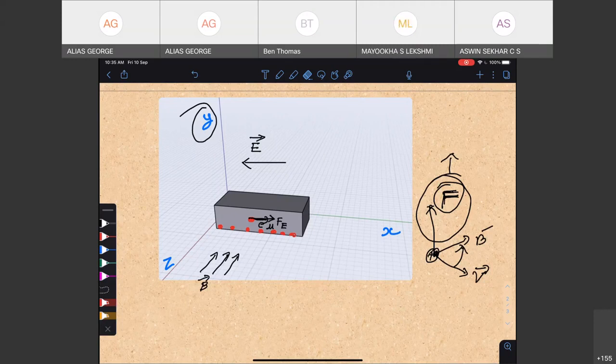If it is greater than the work function, then it can come out. I will say one more thing.